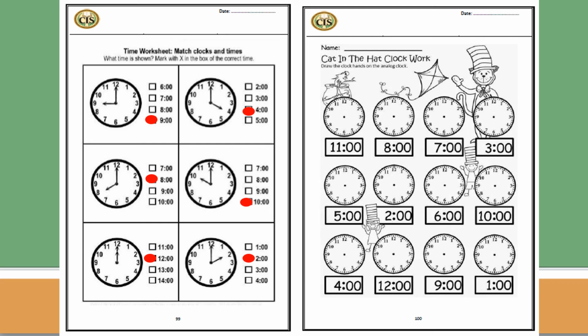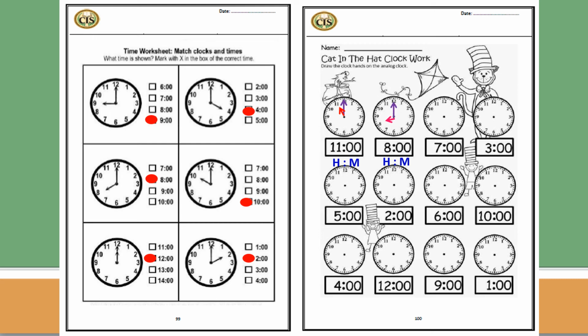Page 100. Draw the clock hands on the analog clock. Let's see. In the first clock here, it's 11:00. So here, 11 refers to what? For hours, and 00 refers to minutes. So the short hand here points to what? To 11, and the long hand points to 12. Okay, here 8:00. 8 for hours, 00 for minutes. So the short hand points to 8. The long hand points to 12.